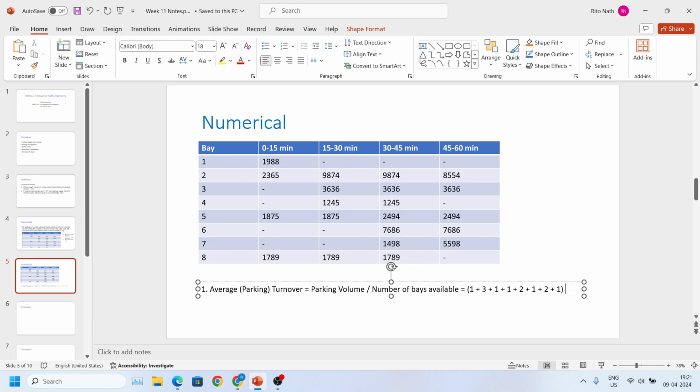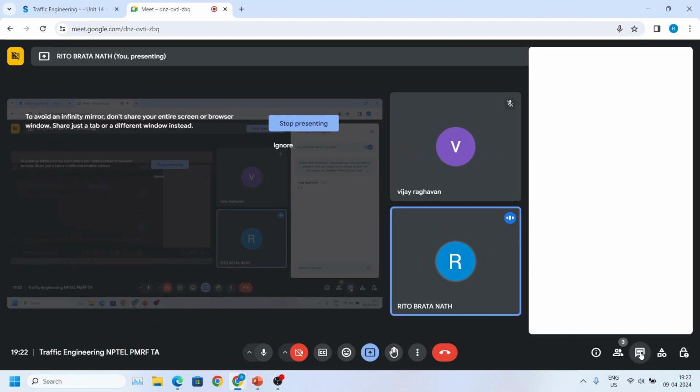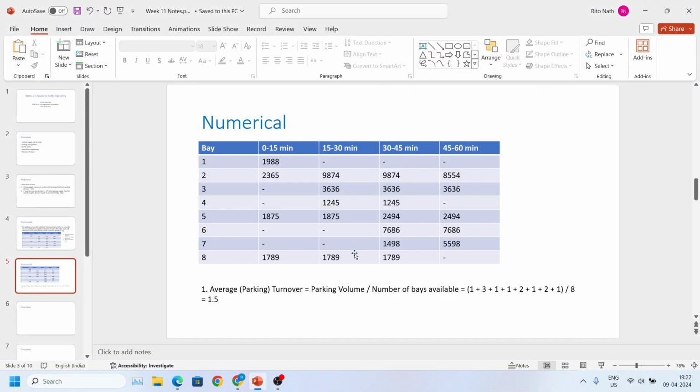So now this is divided by the number of bays, which is 8. That would be your answer. So here it's 4 plus 2 is 6, plus 2 is 8, 9, 11, 12. So 12 divided by 8, which is 1.5. So that's the correct answer. Yeah, 1.5 is the correct answer. Let's solve the next one.